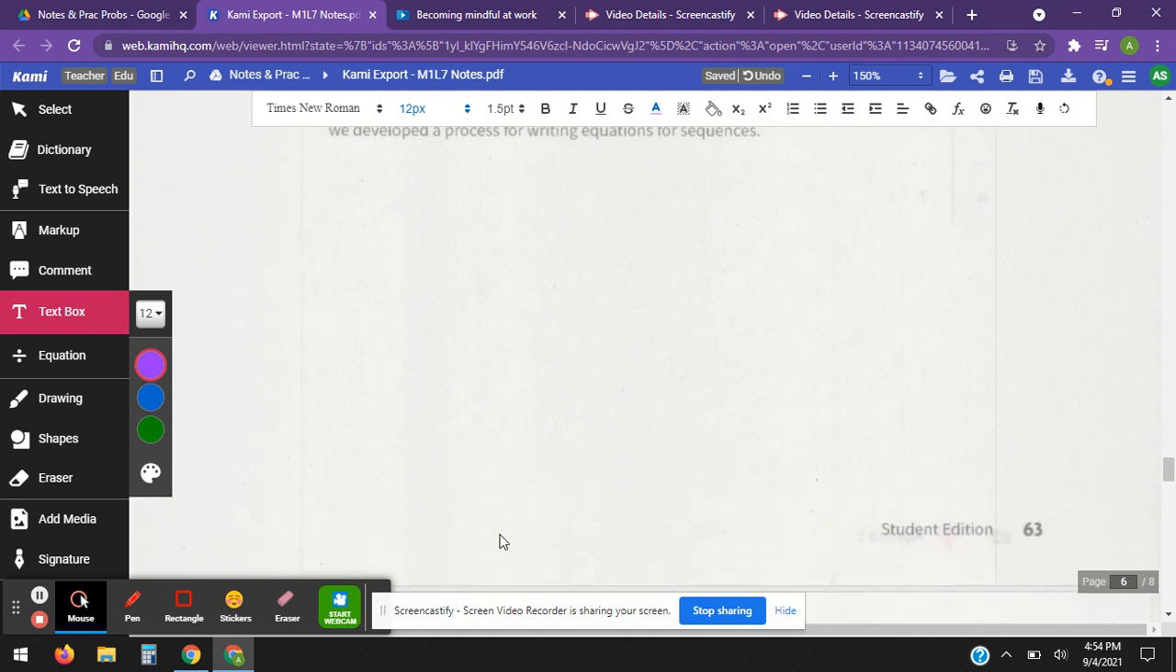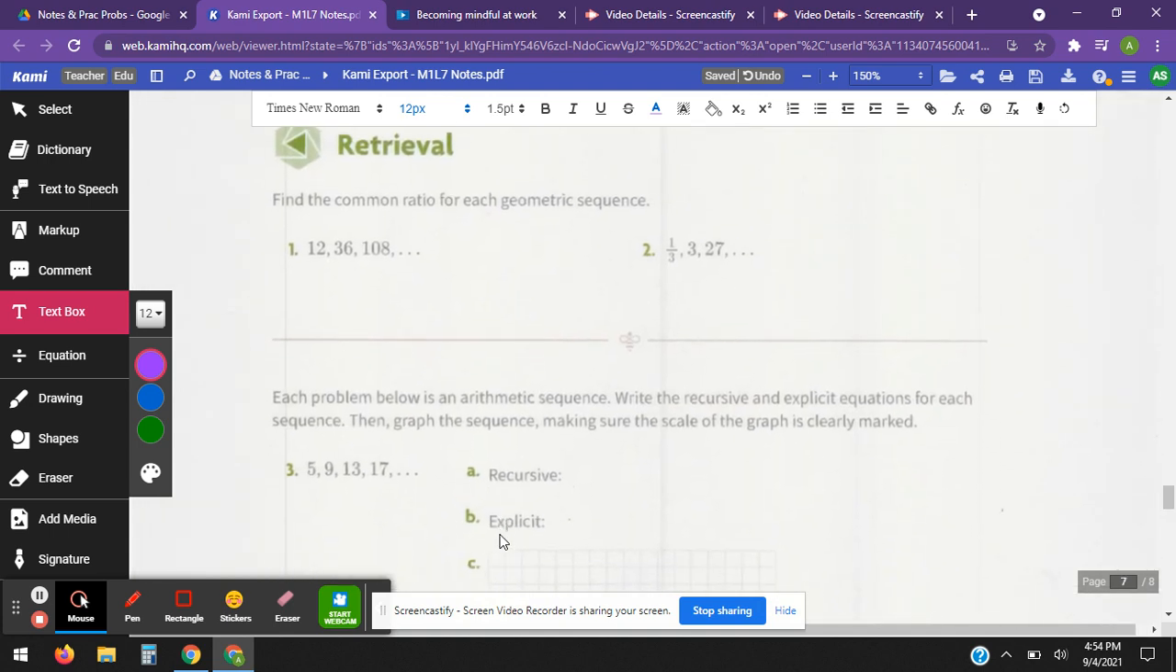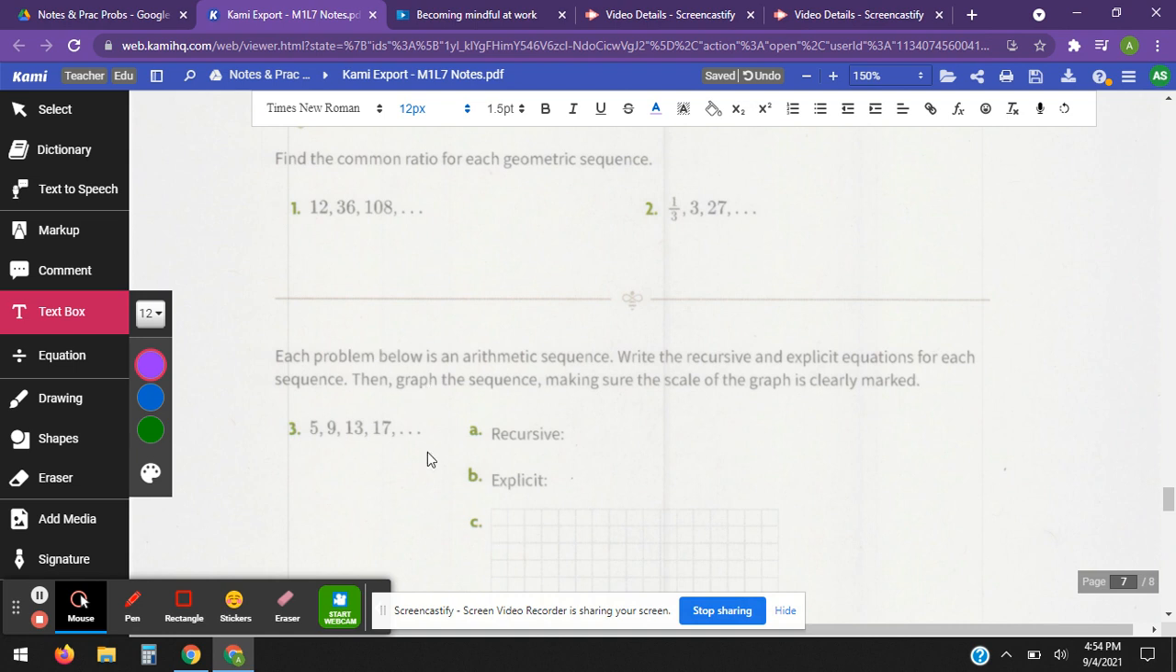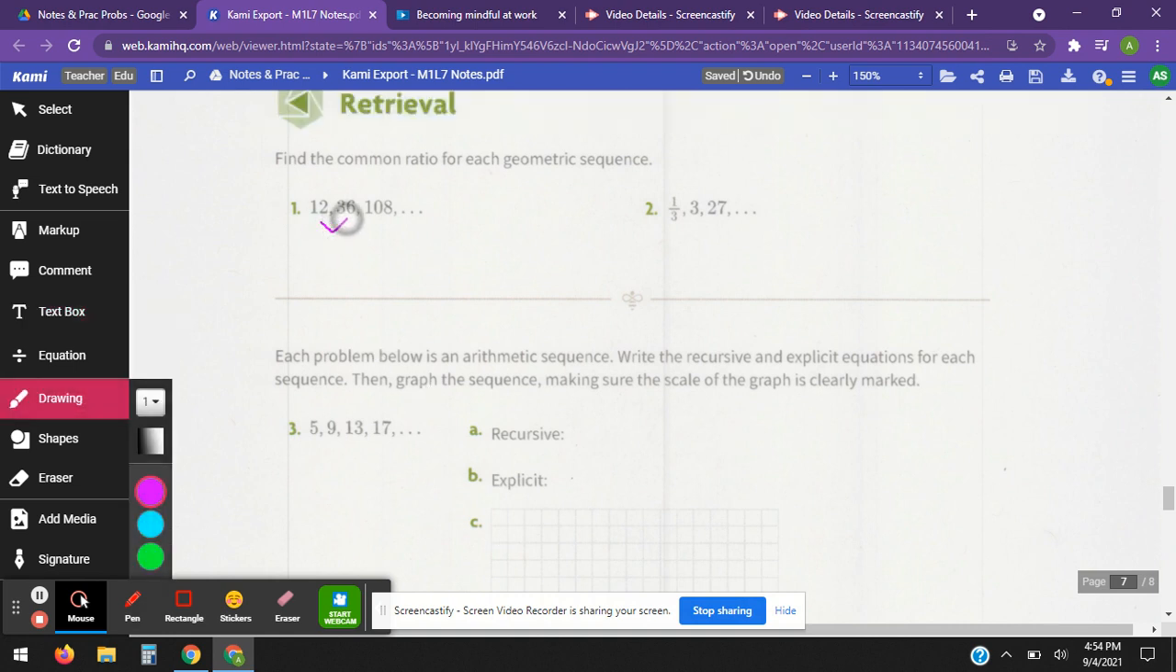Let's see what our retrieval is. So find the common ratio for each geometric sequence. So we know it's geometric, which means 12 times what equals 36? That's times 3, 36 times 3, yep. So common ratio is times 3. So 1/3 times 9 actually gets me a 3. 3 times 9 is 27. So 9 is our common ratio.